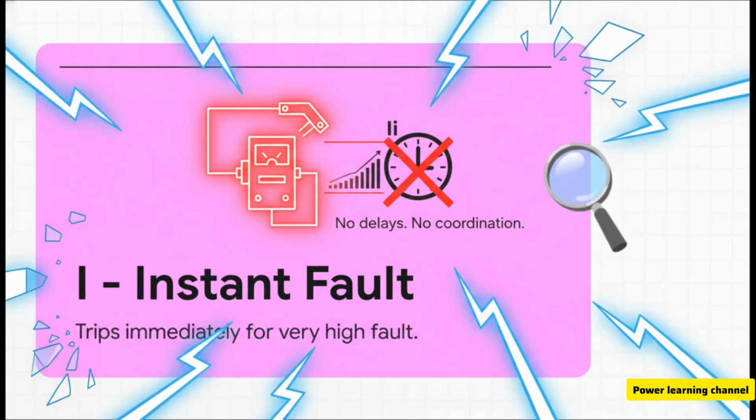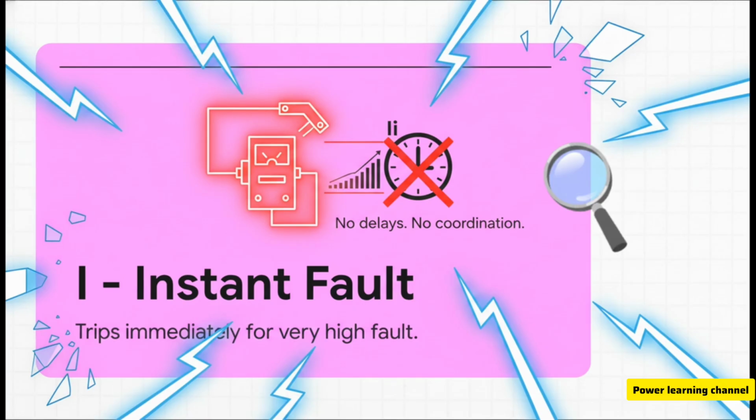But then we have I, for instant fault protection. There is absolutely no waiting here. When a severe short circuit hits, we are talking about massive, violent energy that can destroy equipment in mere milliseconds. The I setting looks for that immediate danger.